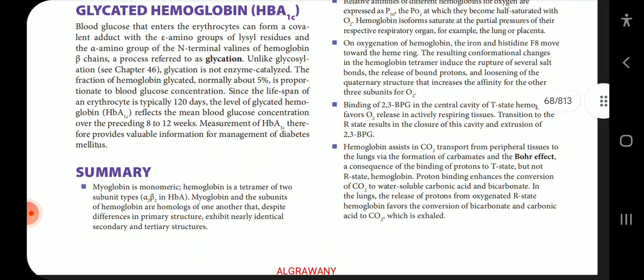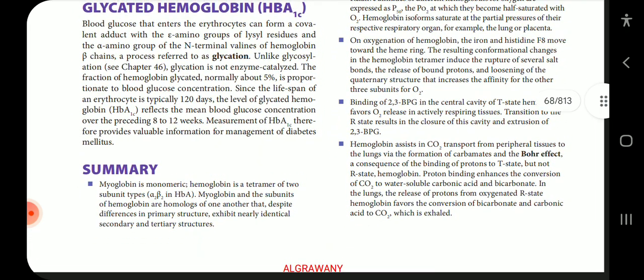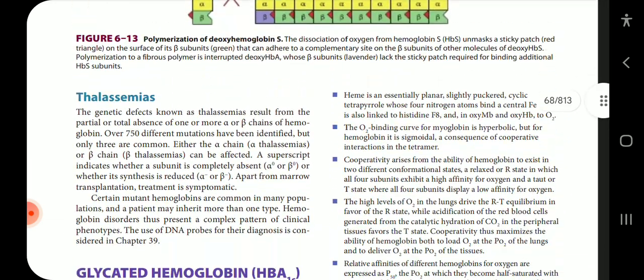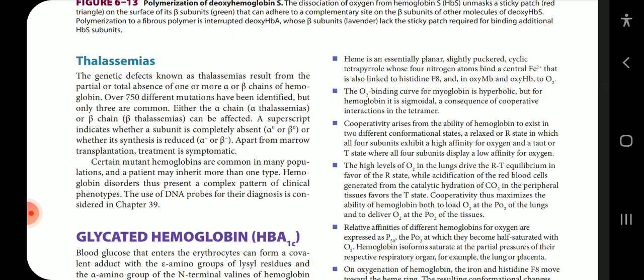So coming to the summary of this chapter, myoglobin is monomeric. Hemoglobin is a tetramer of two subunit types, alpha 2 beta 2 in HbA. Myoglobin and the subunits of hemoglobin are homologues of one another that, despite differences in primary structure, exhibit nearly identical secondary and tertiary structures. Heme is an essentially planar, slightly puckered cyclic tetrapyrrole whose 4 nitrogen atoms bind a central Fe2+ that is also linked to histidine F8 and, in oxymethemoglobin and oxyhemoglobin, to O2.